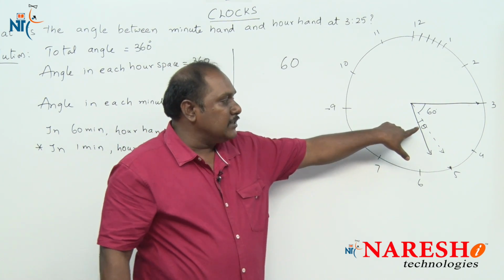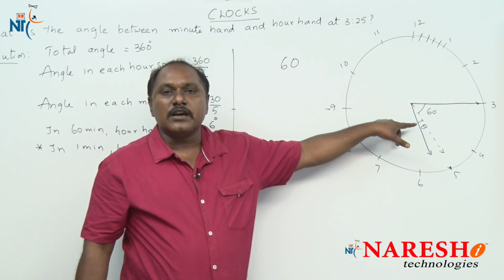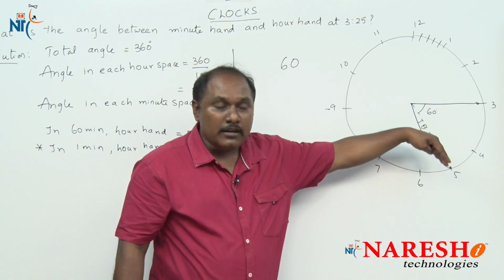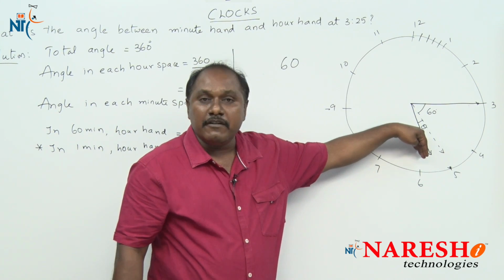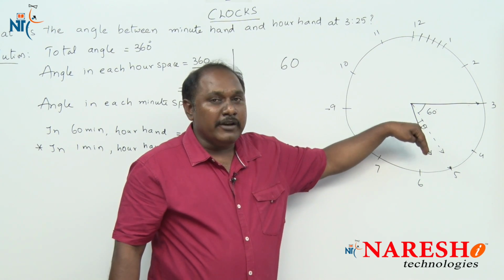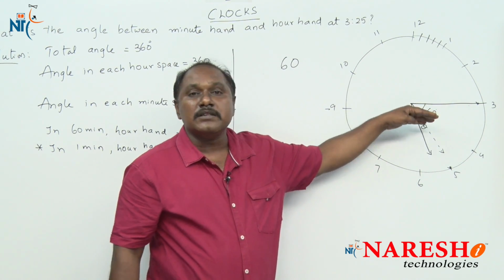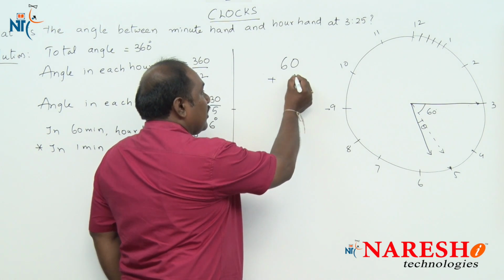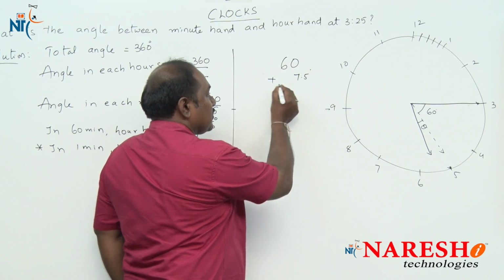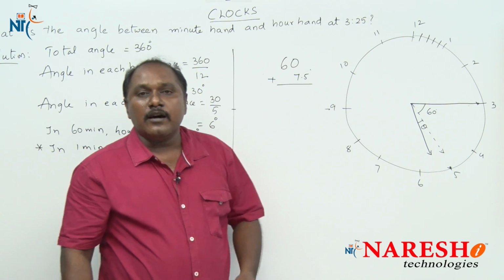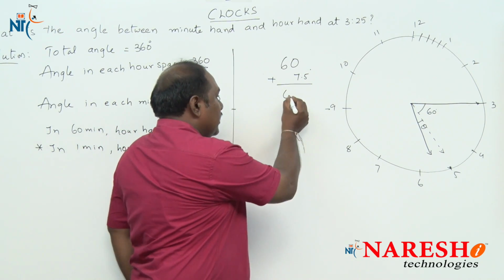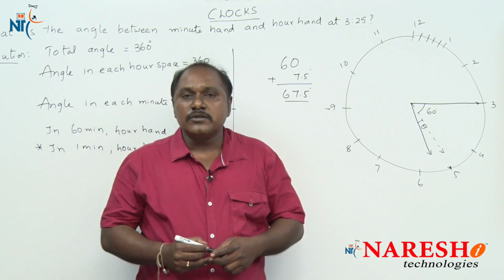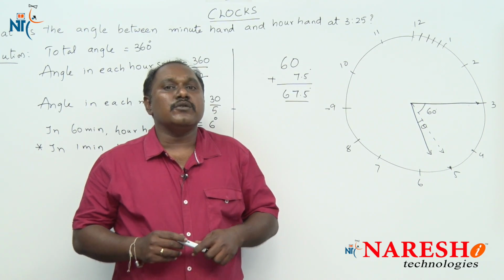And that angle depends upon how many minutes have passed after 5. Because exactly at 5, the hour hand should be exactly at 5, but now the hour hand is in between 5 and 6. Why is it in between 5 and 6? Because 15 minutes have passed after 5. Now in 15 minutes, the hour hand should rotate through an angle of 7.5 degrees. So the angle between minute hand and hour hand at 5:15 would be 67.5 degrees. This is a method we use to tell the answer for this question without using a formula.